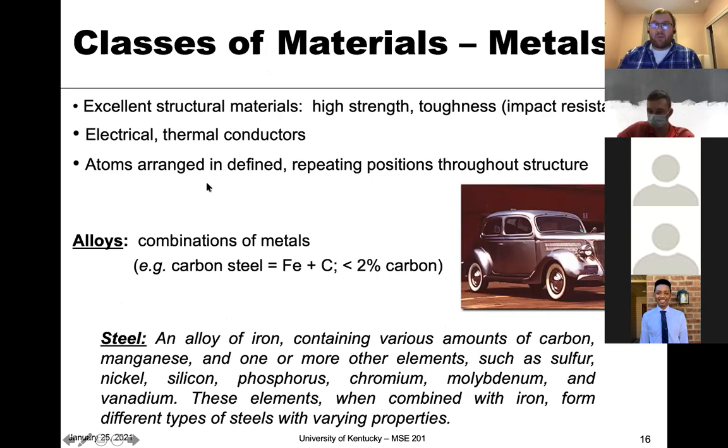From the metal example, metals tend to have high strength and toughness, which is, if you knock something off, is it going to shatter? So impact resistance. They tend to be good conductors, both electrical and thermal. And we'll look at the structures later. But these are metals or alloys, which is basically a mixture or combination of various metals. So steel is iron plus carbon. We're going to talk about this throughout the semester.